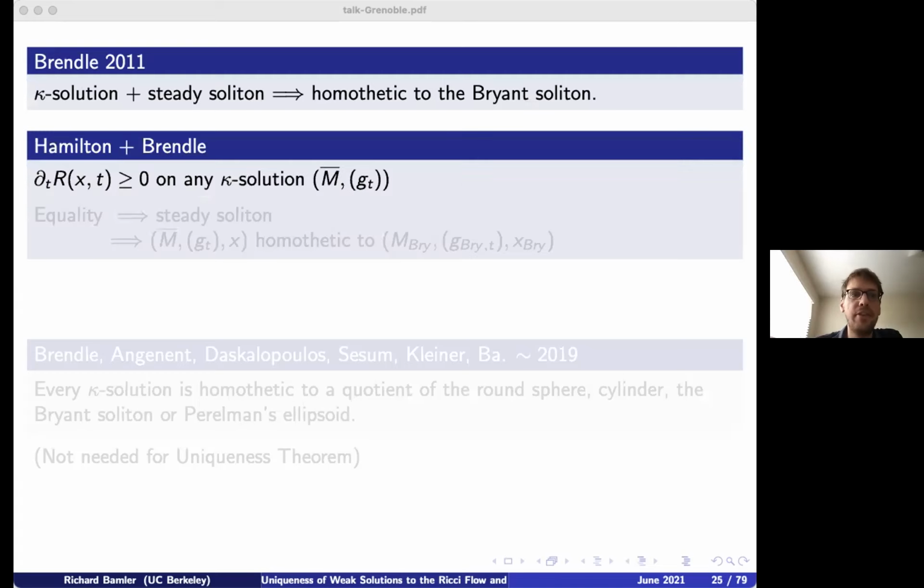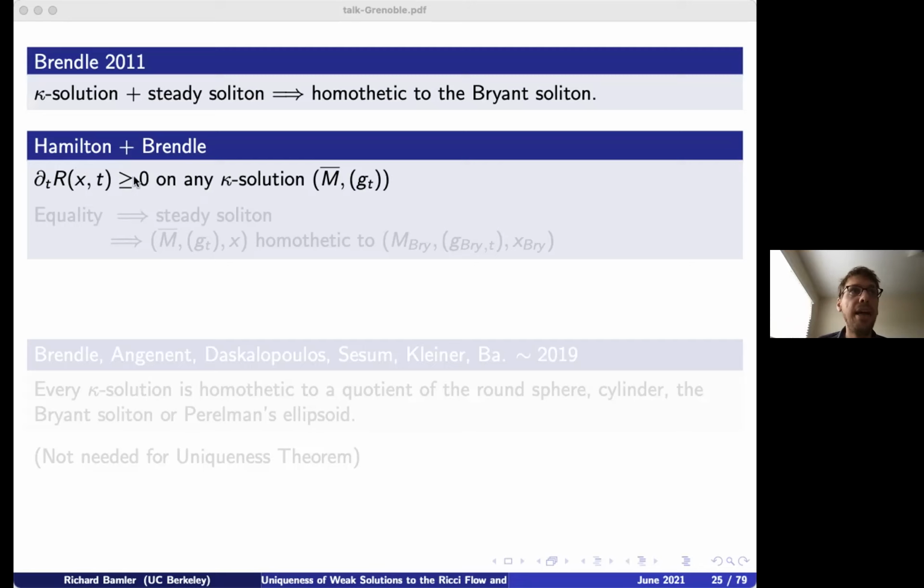Okay, so another interesting result in this direction was obtained by Hamilton, who showed that if we look at a kappa solution, or even any general ancient solution to the Ricci flow, then the time derivative of the scalar curvature at any point is non-negative. So at any point, the scalar curvature has to increase. So this was quite a remarkable result. This is based on some kind of Harnack inequality, and it really relies on the fact that we're looking at an ancient solution.